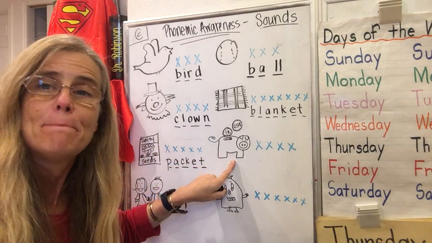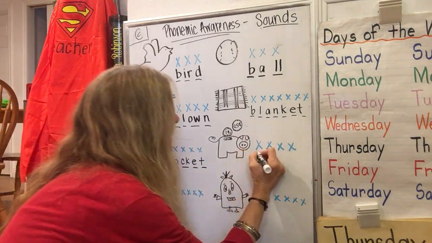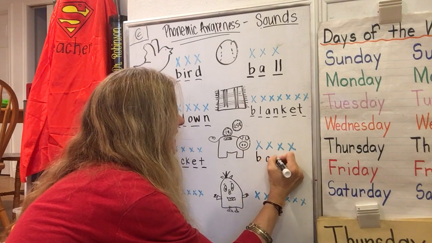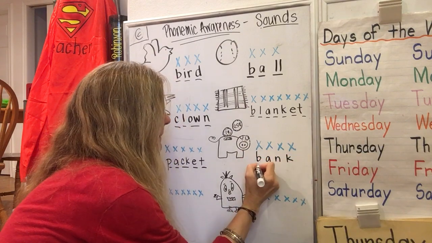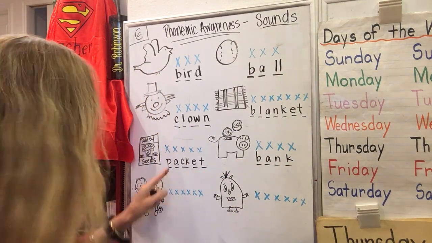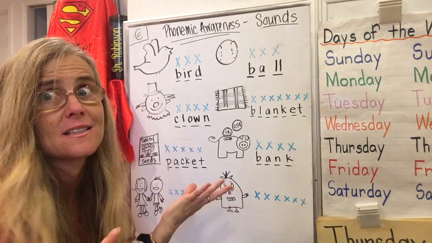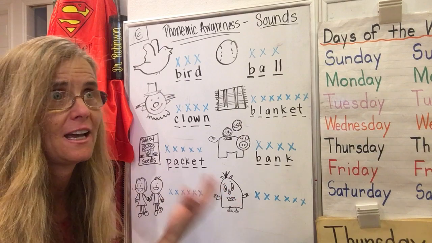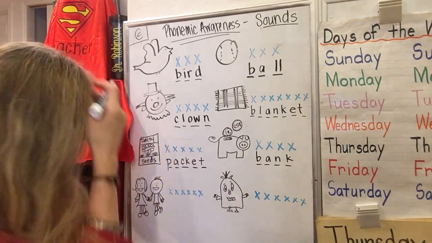This is a bank. Watch how I spell it. B-A-N-K. 4 sounds, 4 letters. No C in this word. See, that's why it's so hard. You just have to pay close attention.